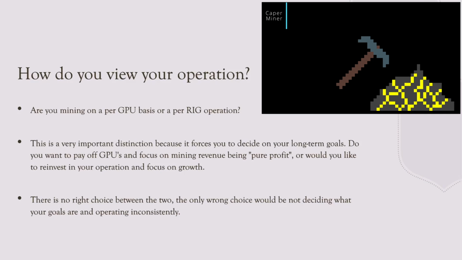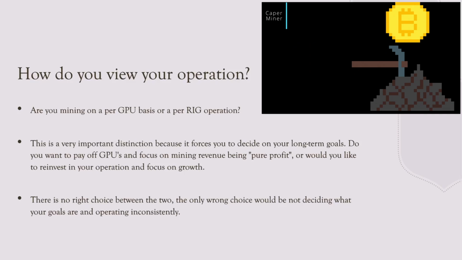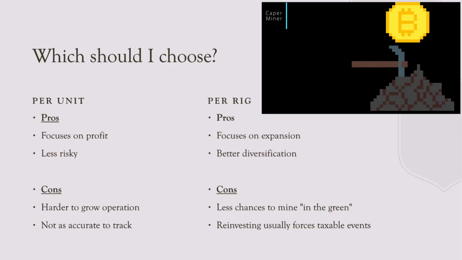What's going to hurt you is if you don't choose either of them and you just continually operate without really setting your goals, because then if you're operating on a per unit basis, you might do something that's counterintuitive to a per rig basis, and if you do it the other way, it's going to be vice versa. So consider what you're doing and make a decision. That's more important than anything. So, which one's better for you?